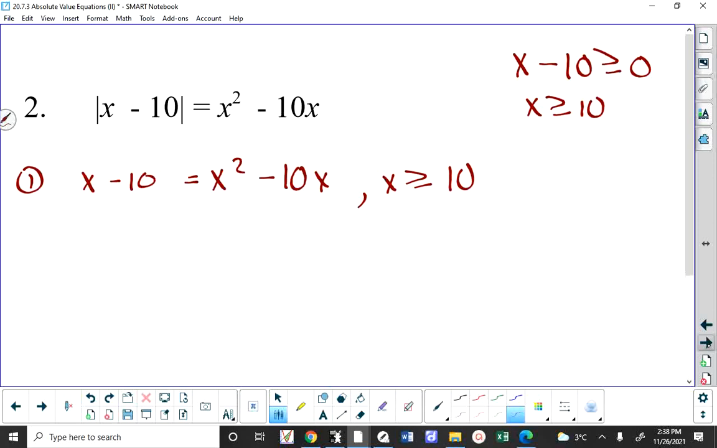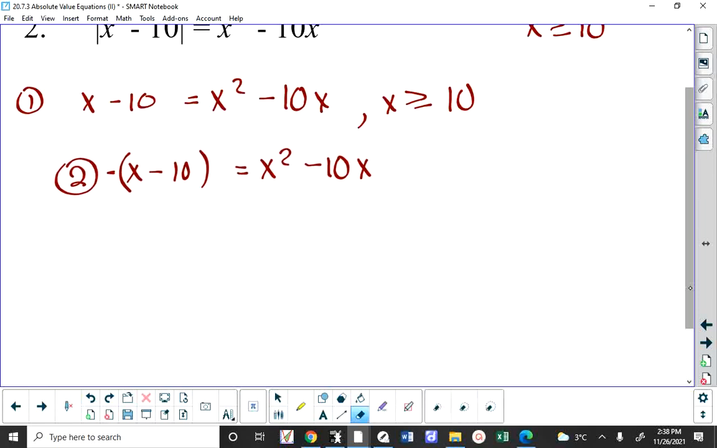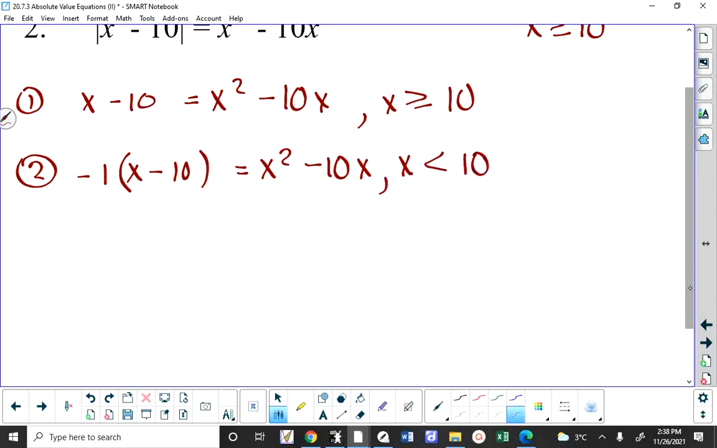Some of you asked yesterday, a couple of you when I was walking around, does that mean that the domain for the other one is, I just flipped the sign? The answer is yes. The domain for the other one would be x is less than 10. So the second equation would be x minus 10 multiplied by negative 1 equals x squared minus 10x. And this would be where x is less than 10. So let's work on equation 1.